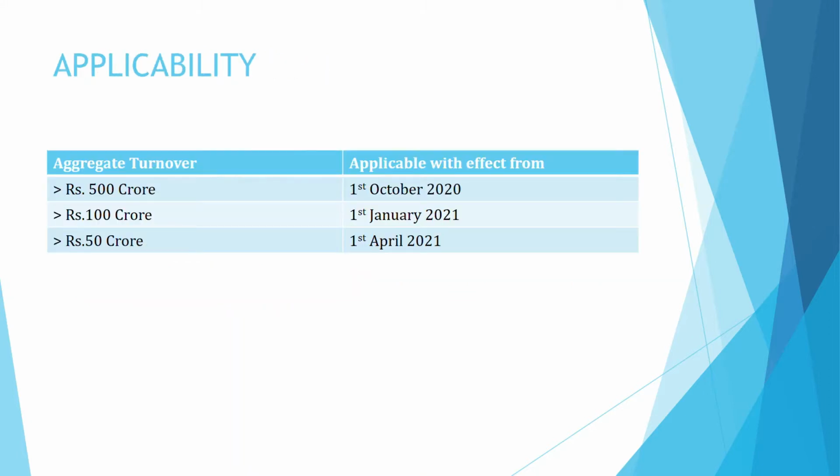Now let's see the applicability of GST e-invoicing. For taxpayers whose aggregate turnover is more than 500 crore, e-invoicing is applicable with effect from 1st October 2020. Where turnover is more than 100 crore and up to 500 crore, it is applicable from 1st January 2020. And for those whose turnover is 50 crore to 100 crore, it is applicable from 1st April 2021. Now let's see how an invoice is generated in the GST invoice portal.